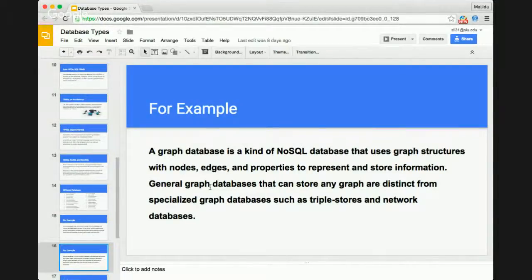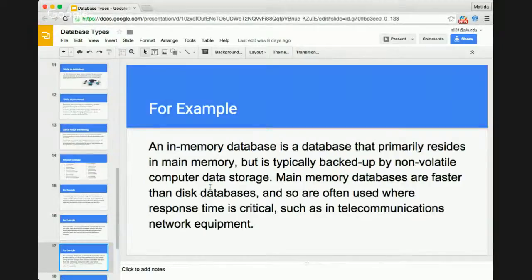Another example is a graph database. It is a kind of NoSQL database that uses graph structures with nodes, edges, and properties to represent and store information. General graph databases can store any graph and are distinct from specialized graph databases such as triple stores and network databases.